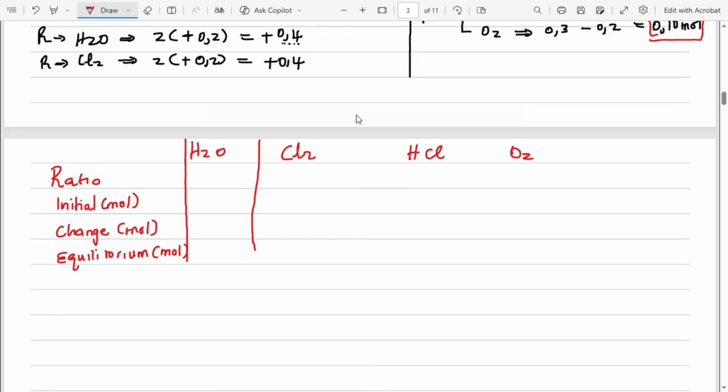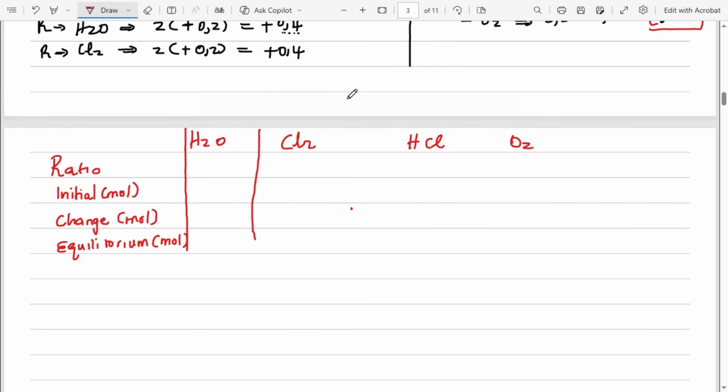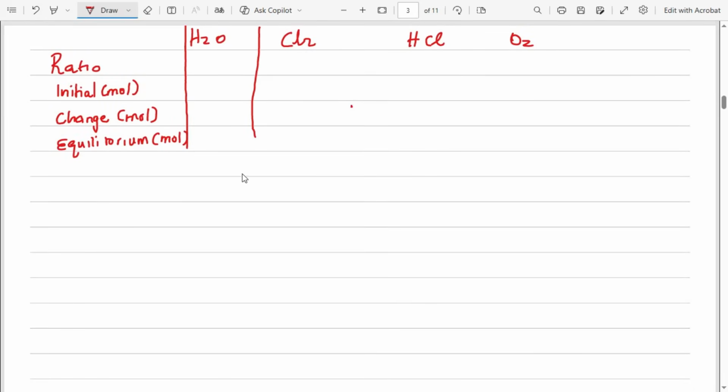I'm just going to try and complete this table. Look at what I'm going to do. We said the ratio is 2, 2, 4, and 1. And then initially, I'm just going to put what we started with. For H2O, it was 0.28. Then this was 0.07. And then this was 1 from the graph, and this was 0.3. So the 1 and 0.3 are coming from the graph.